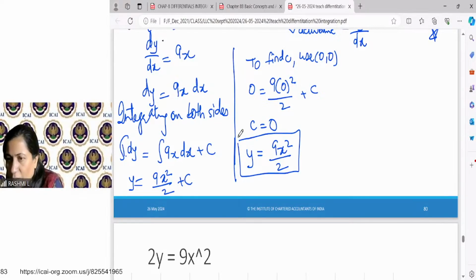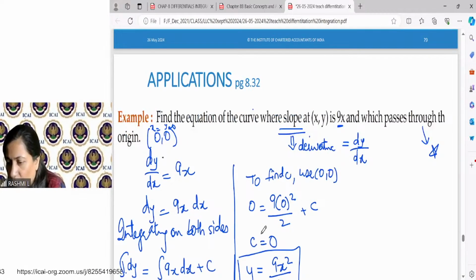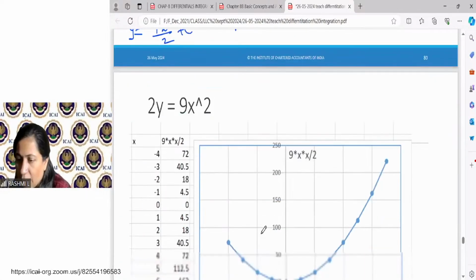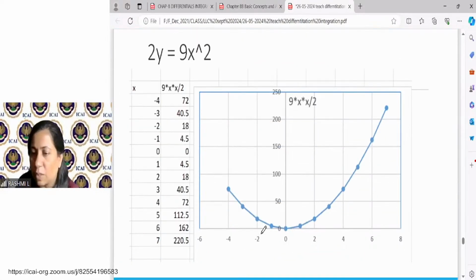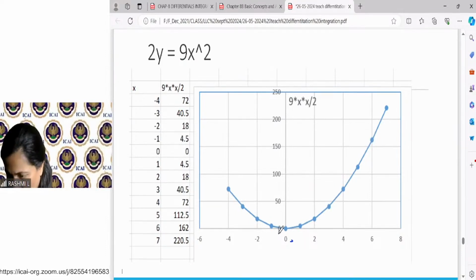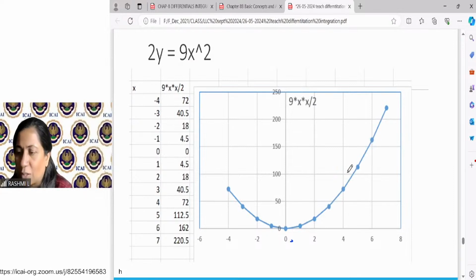So this is what they've asked. Now find the equation of the curve. So what is the equation of the curve? y is equal to 9x square upon 2. See, I have put it in this. So you can see when I change the values of x and plot them, yes, it is passing through the origin. So this is the beauty of derivative and integration.